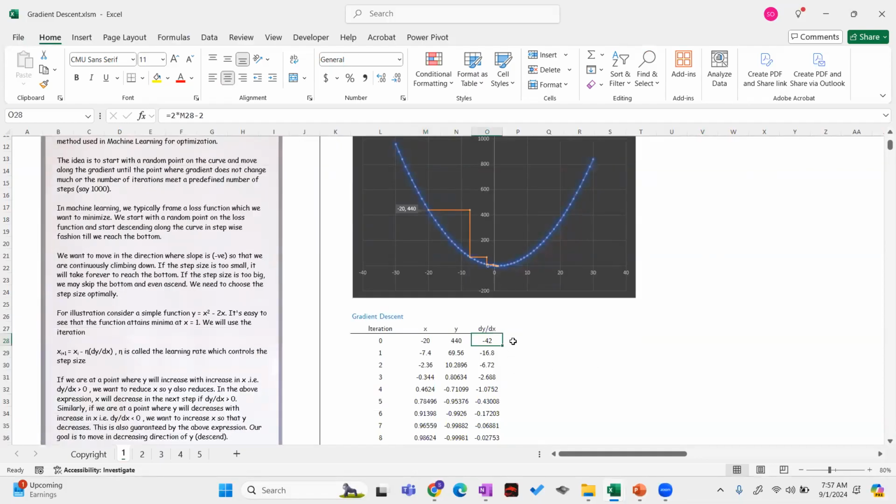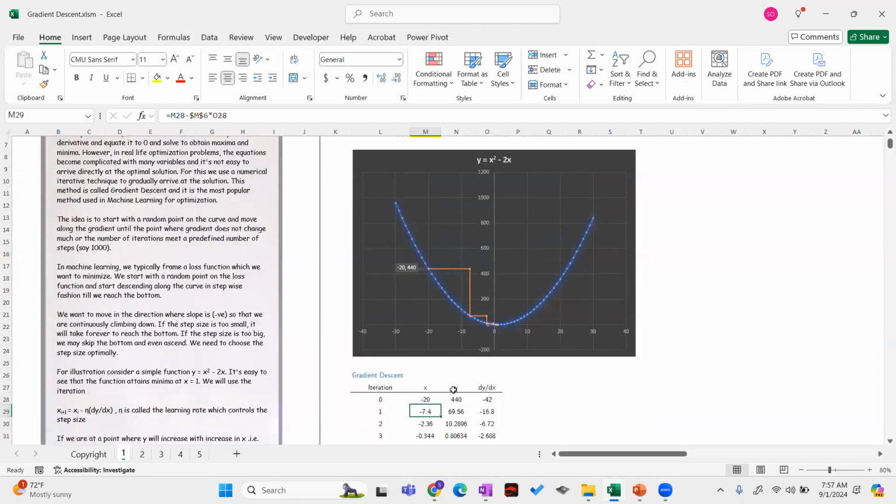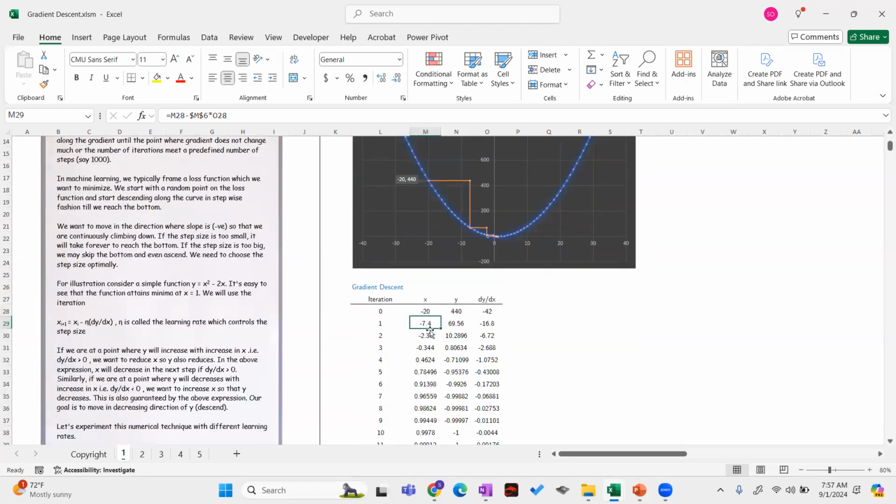My new x would be old x minus learning rate times the slope. Okay, learning rate is how much? 0.3. So this is my new x. From minus 20, I'm going to minus 7.4. That is what you see here. Minus 7.4, and the new y is 69.56. Y fell drastically, right? That is the whole scheme. From 440, y came down to 69.56.